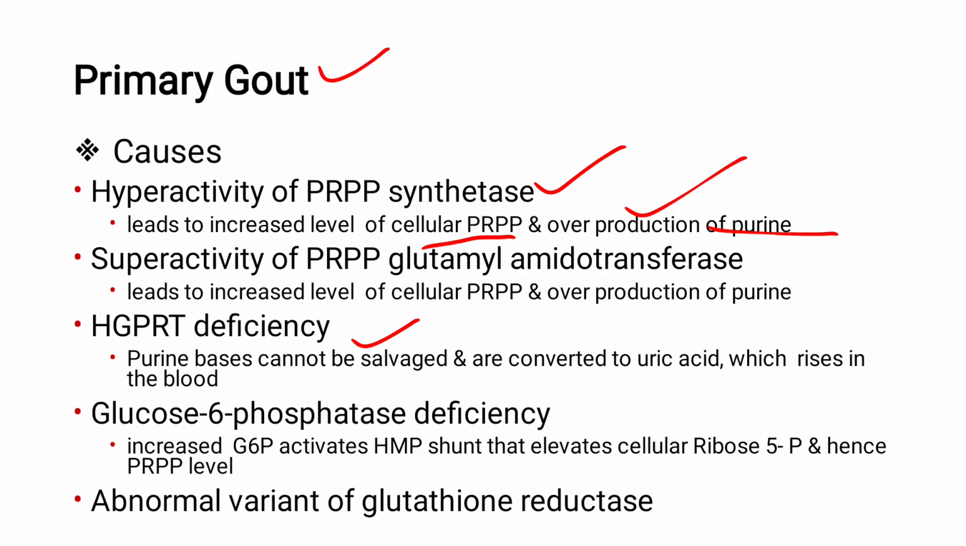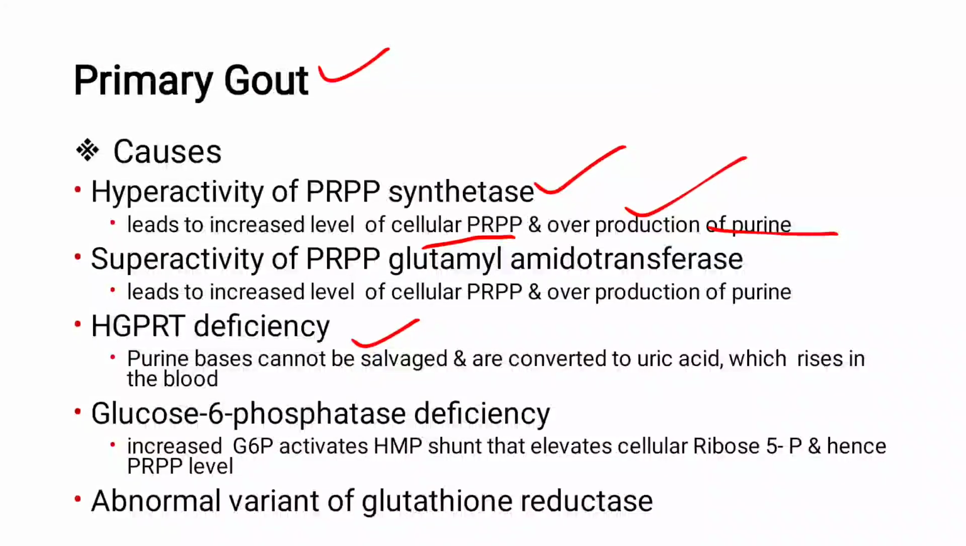Hypoxanthine guanine phosphoribosyl transferase is an enzyme which is required for the salvage pathway of purine synthesis. So please remember, purine can be synthesized in two ways. The first one is de novo synthesis, where a completely new ring structure is formed. The other one is the salvage pathway, where the degraded purine bases can be reutilized to produce the purine nucleotides.